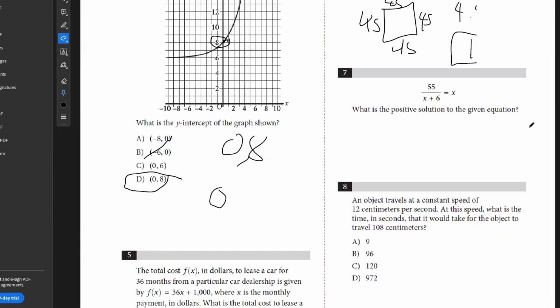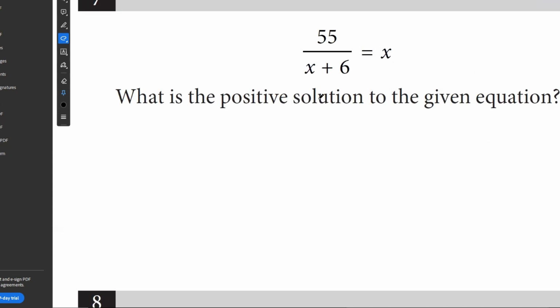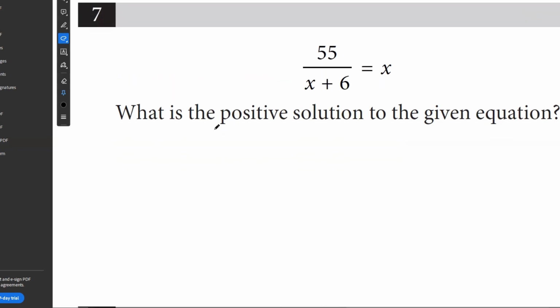Alrighty, so let's jump to question number 7. What is the positive solution to the given equation? Just make sure that you're finding the positive solution, because they're asking for the positive one. If you find the negative solution, it's going to be wrong, even though you know how to solve it.